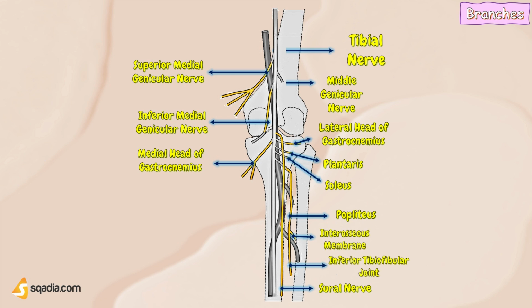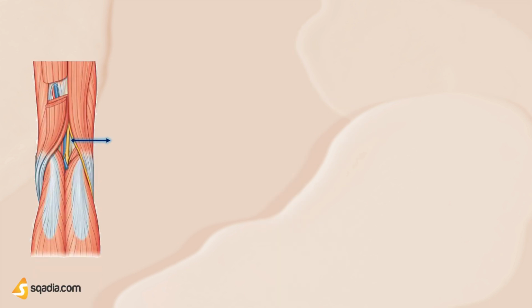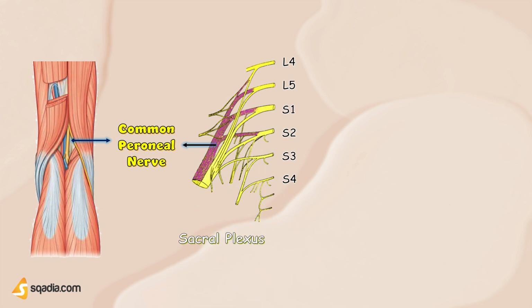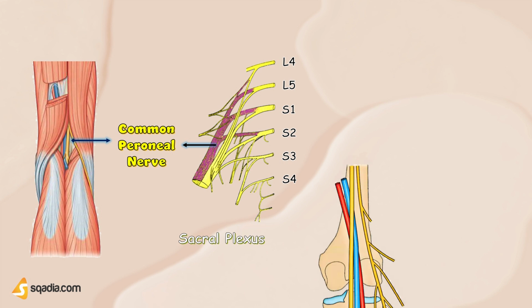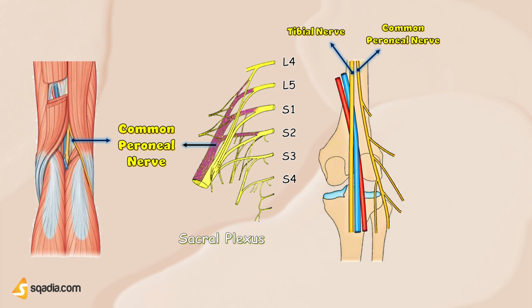Earlier in the lecture, I also mentioned that the common peroneal nerve passes through the popliteal fossa. Let's talk about that in more detail. The common peroneal nerve is the smaller terminal branch of the sciatic nerve. If you look at this illustration, you can see that the common peroneal nerve lies in the same superficial plane as the tibial nerve.